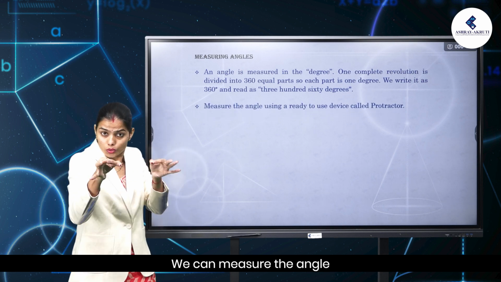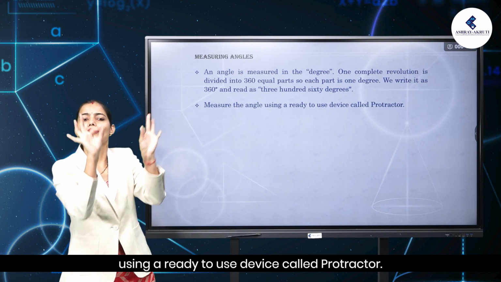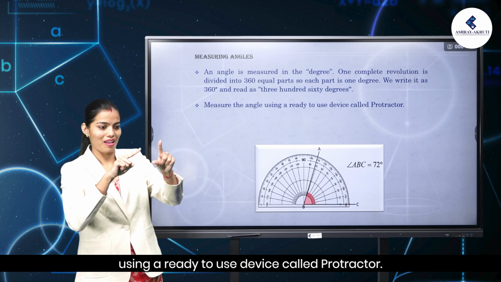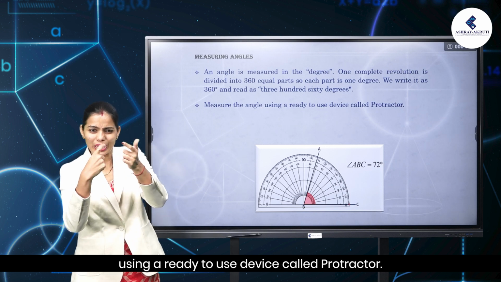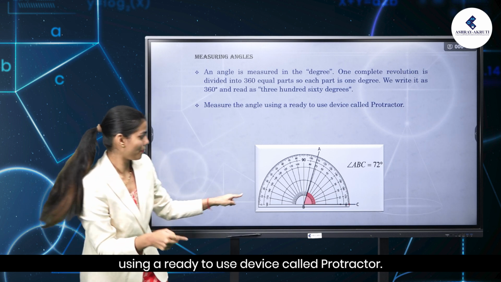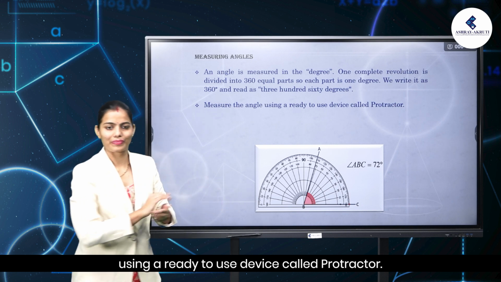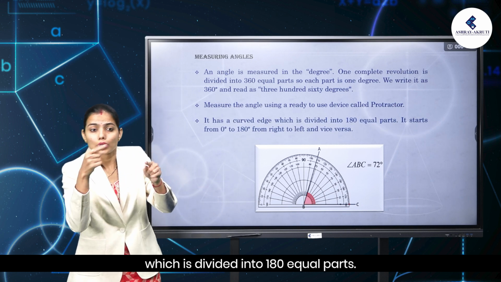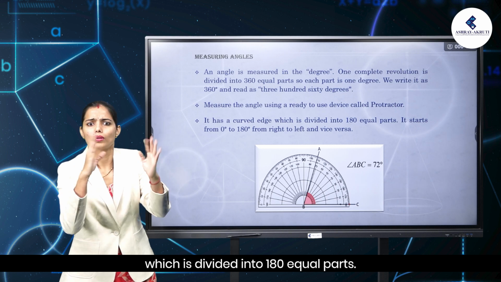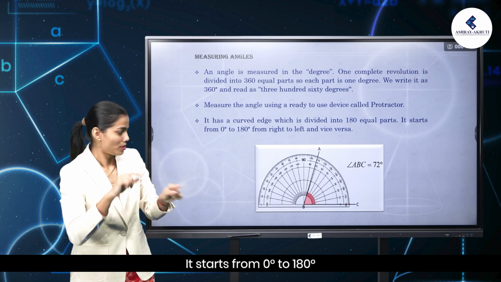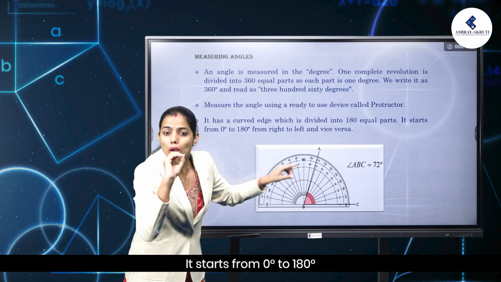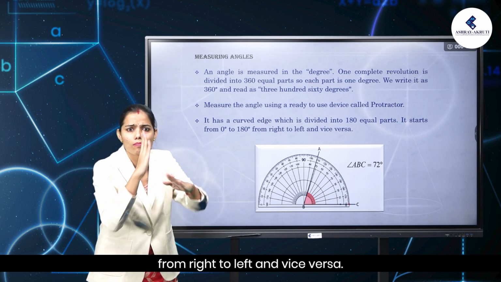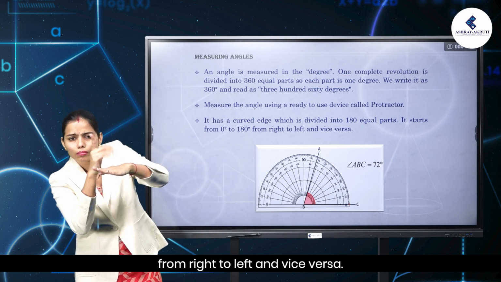We can measure an angle using a ready-to-use device called a protractor. It has a curved edge which is divided into 180 equal parts. It starts from 0 degrees to 180 degrees, from right to left and vice versa.